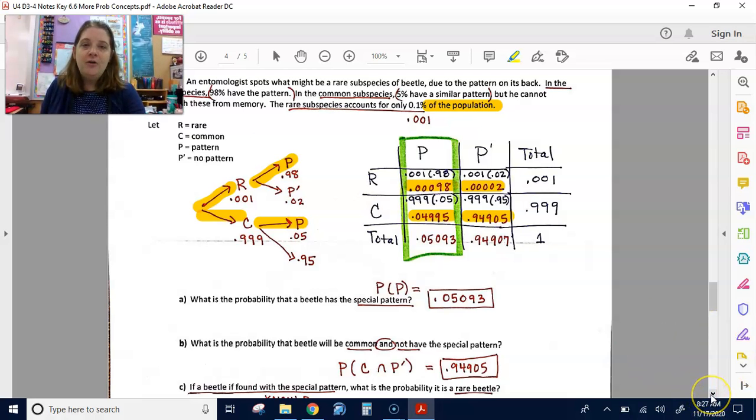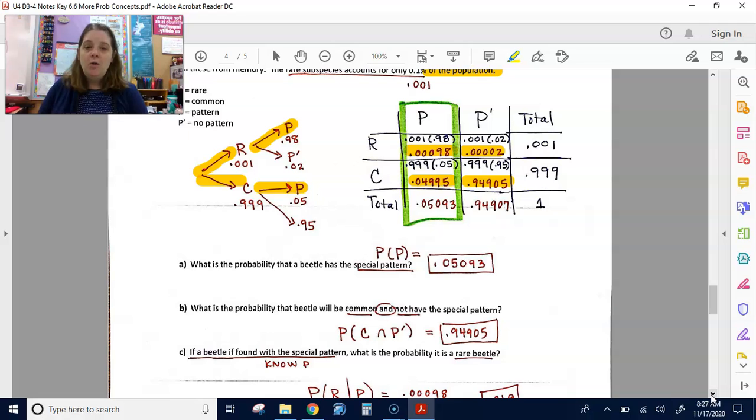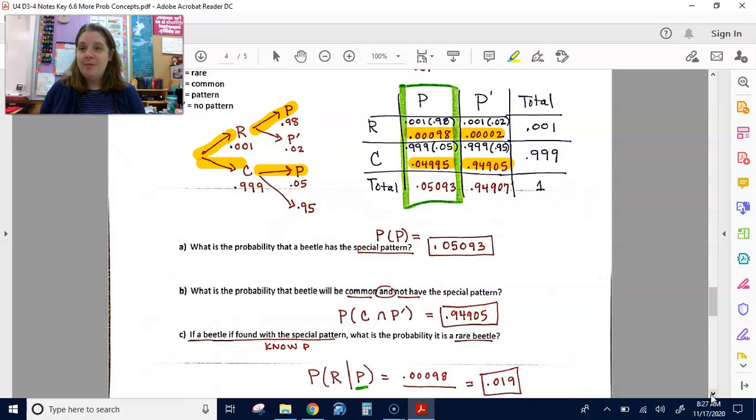If a beetle is found with the special pattern, what is the probability that it is a rare beetle? That means if the beetle's found with the special pattern, we know that the special pattern is the given. So we want to know what's the probability it's rare. So I'm going to set that up as a conditional: rare given pattern. That is 0.00098, which is 0.019.